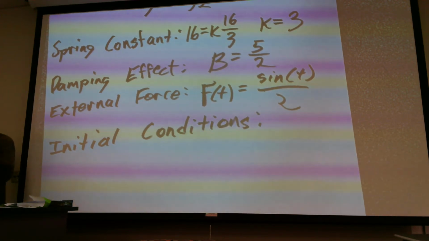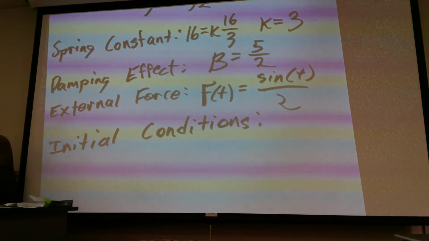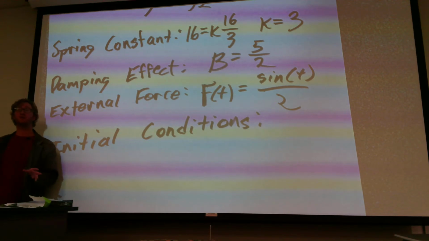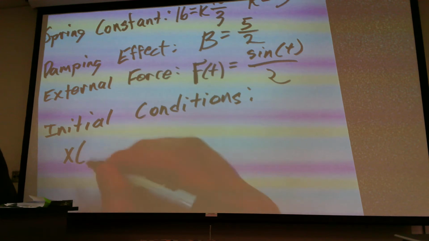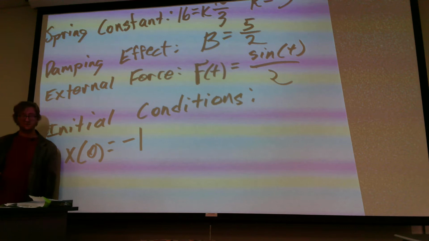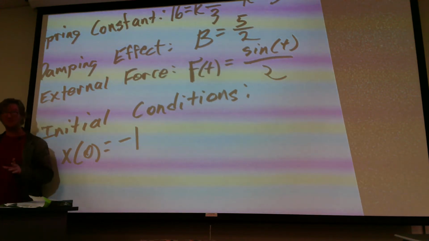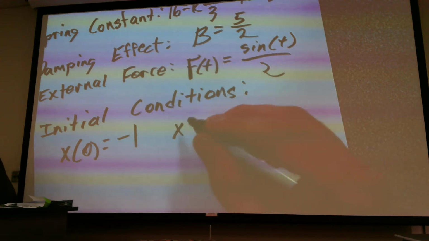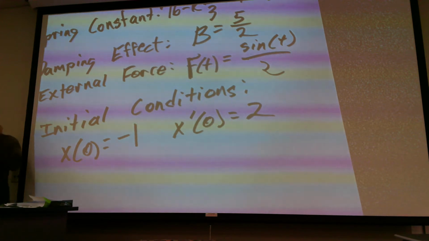So the initial conditions: it's released 1 foot above equilibrium. So if it's above equilibrium, it's going to be negative. So x of 0 is going to equal negative 1. And it's 1 foot above equilibrium with a downward velocity of 2 feet per second. So it's headed down, towards the bottom region, so that's going to be positive. So that's telling me that x prime of 0 is going to equal 2.